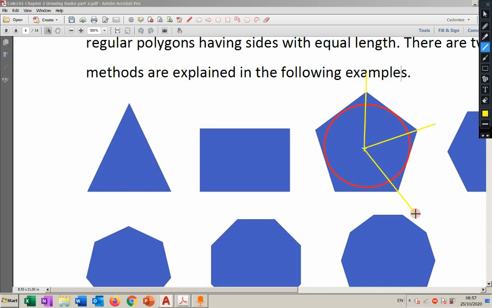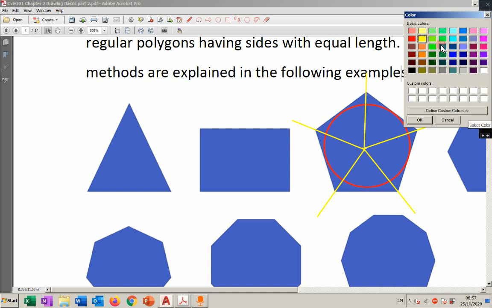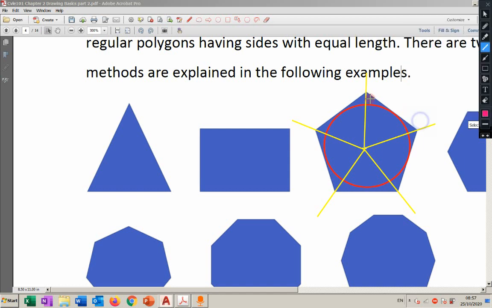Then what we do here, we're not going to connect the points. We're going to draw tangents to the circle. So let's draw those tangents. We draw a tangent from this point to the other point, tangent to the circle. It's supposed to be tangent to the circle, and here we got the polygon.